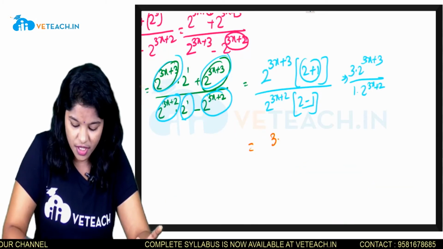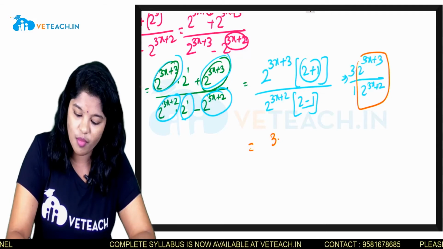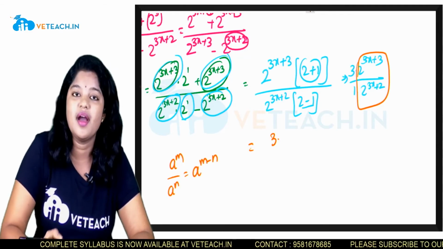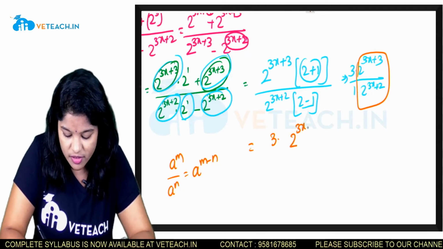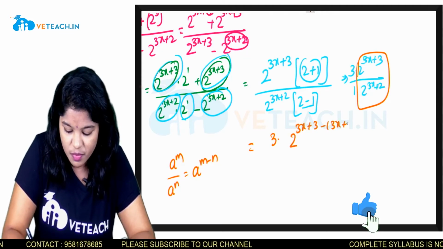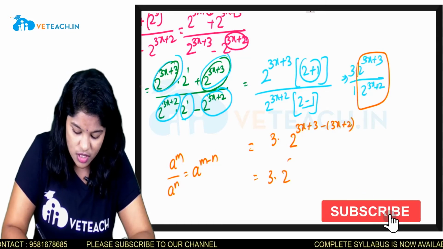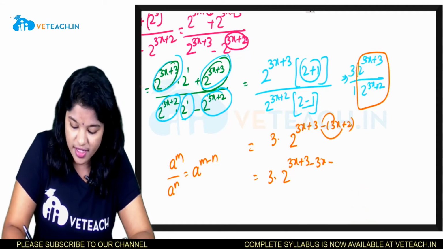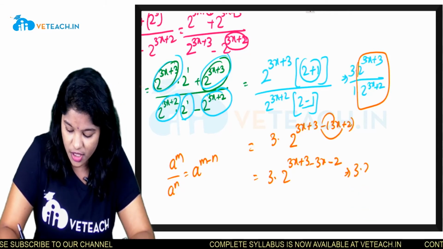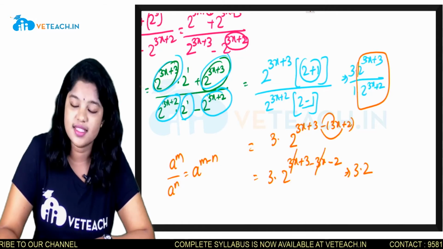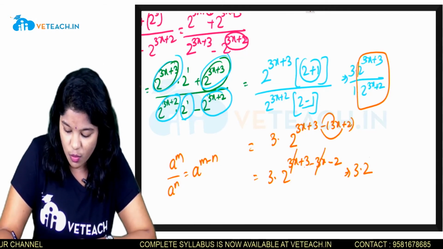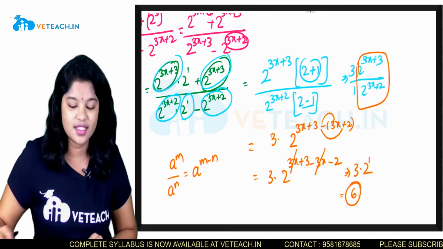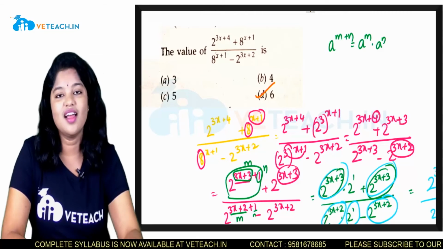So that is equal to 3 into, here this is of the form a^m by a^n, that is nothing but a^(m−n). So I am writing it as 2^((3x+3)−(3x+2)), that is equal to 3 into 2^(3x+3−3x−2). So that equals 3 into 2^(3x), 3x gets cancelled, 3 minus 2 equals 1. So 3 into 2 is equal to 6. So 6 is our answer, option D.